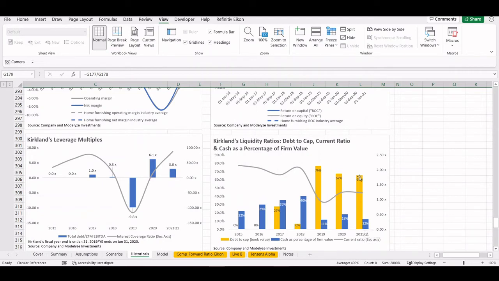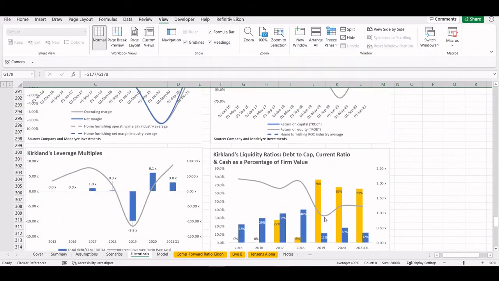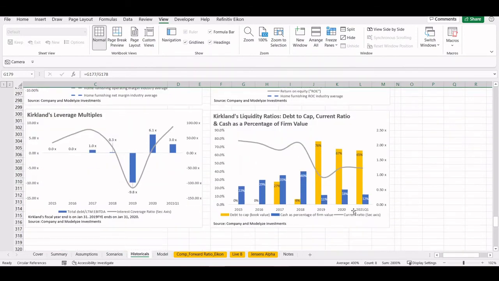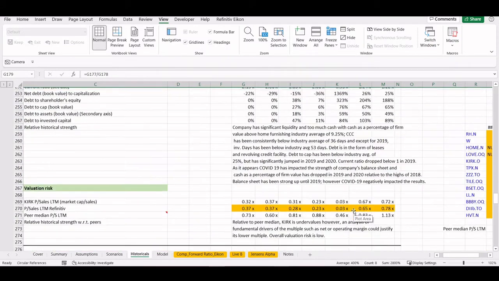And of course, the debt to cap ratio is 65%. But the current ratio dipped below 1 in 2019 and 20 amidst the pandemic, but it's been coming back ever since. So overall, the balance sheet quality is strong.